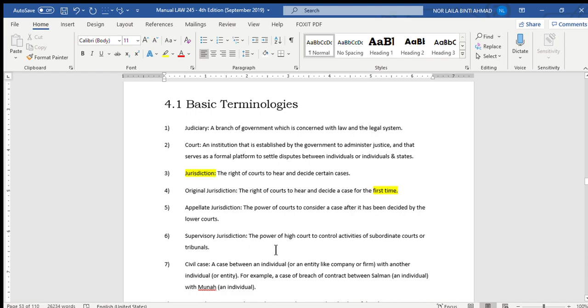Supervisory jurisdiction is the power of the High Court to control activities of subordinate courts or tribunals. High Court here is not referring to the High Court itself, but the superior courts.